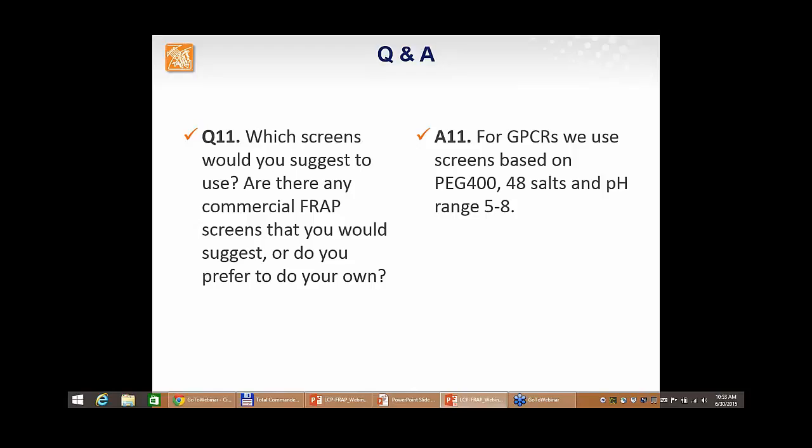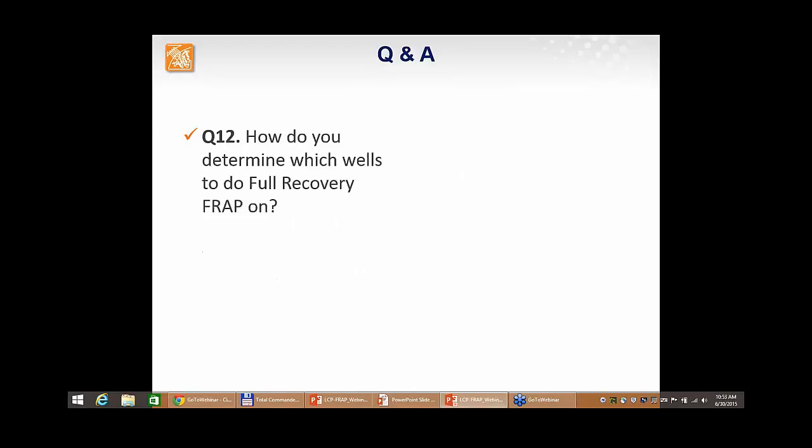But otherwise, yeah, you can use pretty much any commercial screen, and you can have many conditions that would be still compatible with lipidic cubic phase, and it can give you meaningful results. Or you can create your own screens.